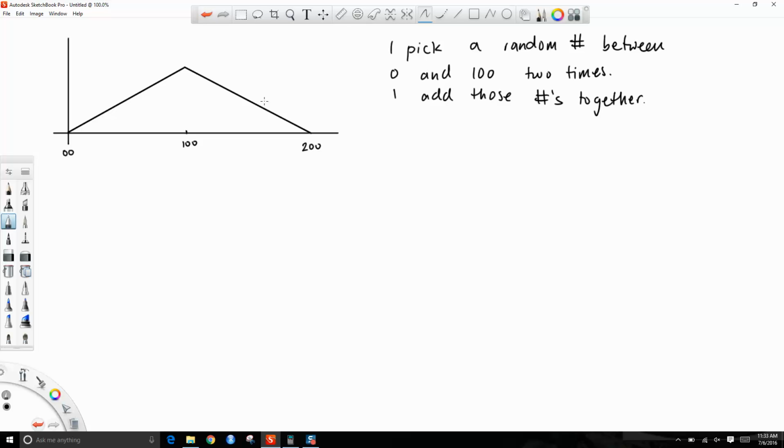So if you pick a number between 0 and 100, the first time you get 22. And then you pick a number between 0 and 100, and the second time you get 45, okay? Between 0 and 100, all numbers have equal probability. If I got 22 and 45 and I add those two together, I would get 67, okay? We can say, what is the distribution of the sum? That sum will have this kind of distribution, okay?